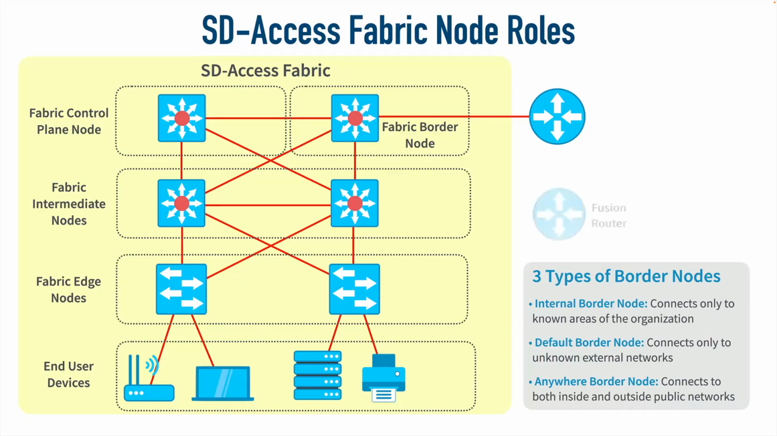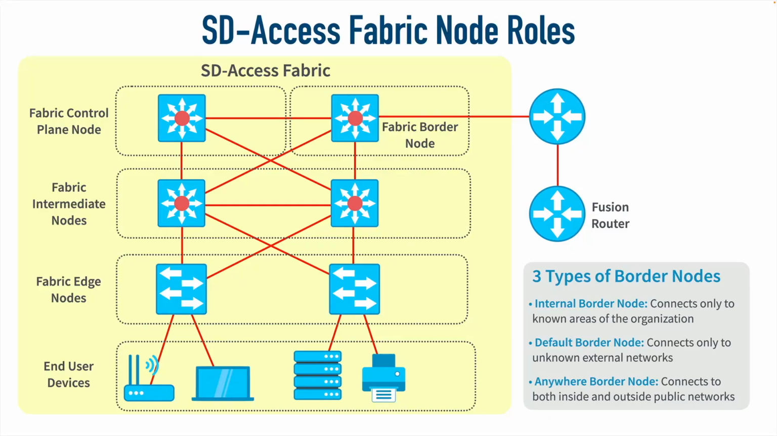And there's one more role I want you to know about. It's a fusion router. The reason we might need a fusion router is that SD-Access uses VRFs, virtual routing and forwarding. This is like having virtualized routers all sitting inside of one router, and their routing tables can be separate. For example, we might be able to maintain one routing database for tenant A, another routing database for tenant B, another for tenant C, and so on.